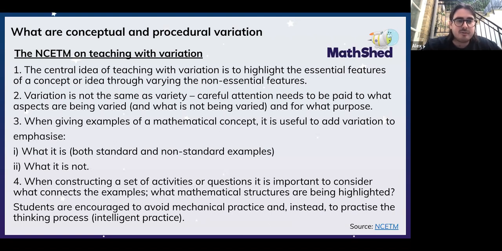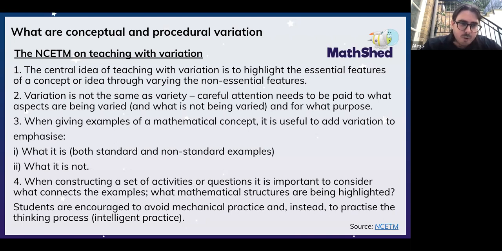Here, as we've seen already, variation is not the same as variety. So you need to make sure that careful attention is paid to what aspects are being varied and what is not being varied and for what purpose. So it is really thinking, okay, what questions am I going to ask? What order am I going to ask them in and why? And what am I looking for the kids to extract from that?